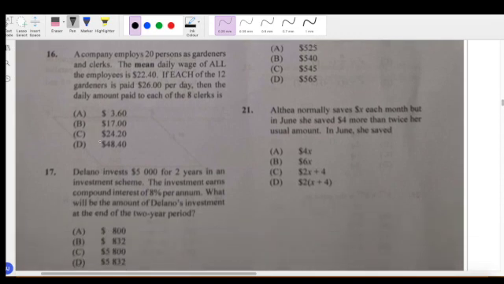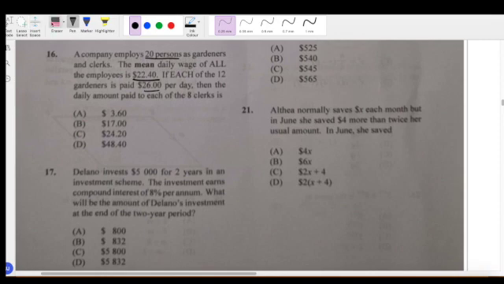A company employs 20 persons as gardeners and clerks. The mean daily wage of all the employees is $22.40. If each of the 12 gardeners is paid $26 per day, then the daily amount paid to each of the 8 clerks is what?